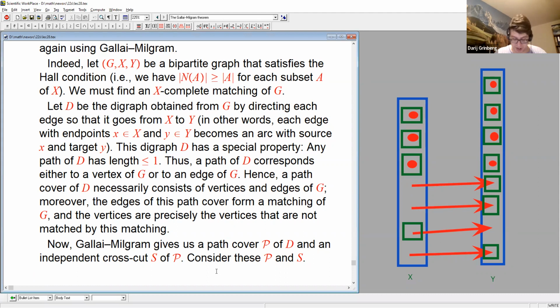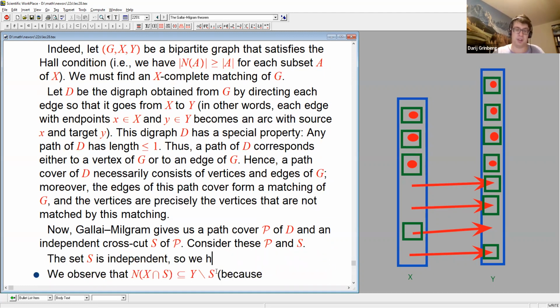Anyway, let's draw some consequences. We observe that N of X intersection S is a subset of Y without S. Why is this true? Well, the set S is independent, so clearly a neighbor of a vertex in S cannot be in S. So if you have a neighbor in X intersection S, then you have to be out of S. However, I claim that you actually have to be in Y without S.